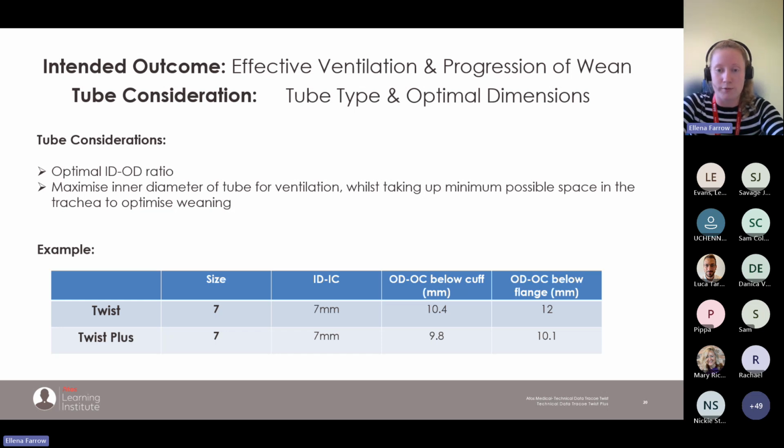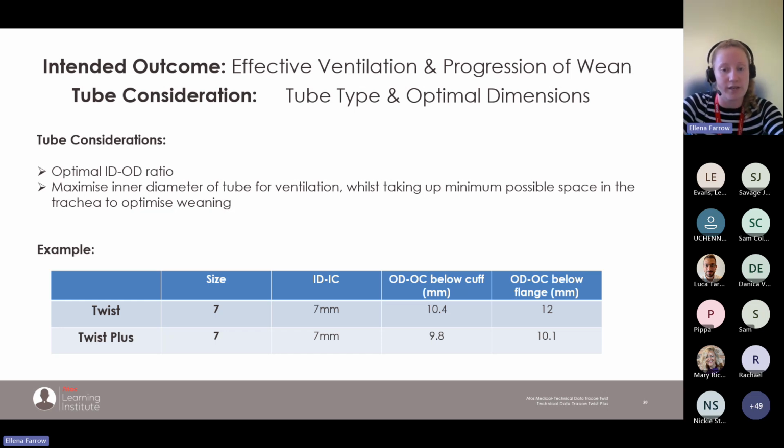So to optimize both your ventilation and your wean potential, you want the biggest inner lumen possible, so the biggest inner diameter of the inner cannula, whilst occupying the least amount of the trachea as possible, so the smallest outer diameter of the outer cannula. So you've maximized your inner lumen for ventilation, but you've minimized the amount of trachea it's taking up, so you've still got as much space around the tube as you can to get that airflow through the upper airway.